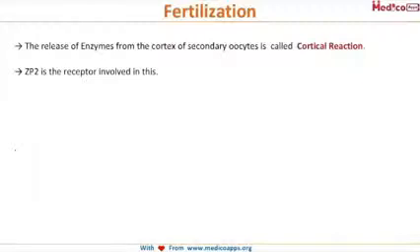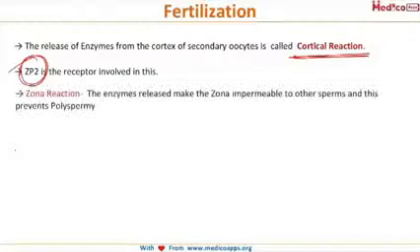Now once the sperms have entered the secondary oocyte, it causes the release of cortical enzymes from the secondary oocyte and this is called cortical reaction. And the receptor involved is ZP2. Now remember, the main receptor involved in acrosomal reaction is ZP3 and the main receptor involved in cortical reaction is ZP2. Now, the release of the enzymes from the cortex of the secondary oocyte causes hardening of the zona pellucida. And this is called zona reaction. And it is because of this hardening that the zona becomes impermeable to the other sperms. And thus it prevents polyspermy.